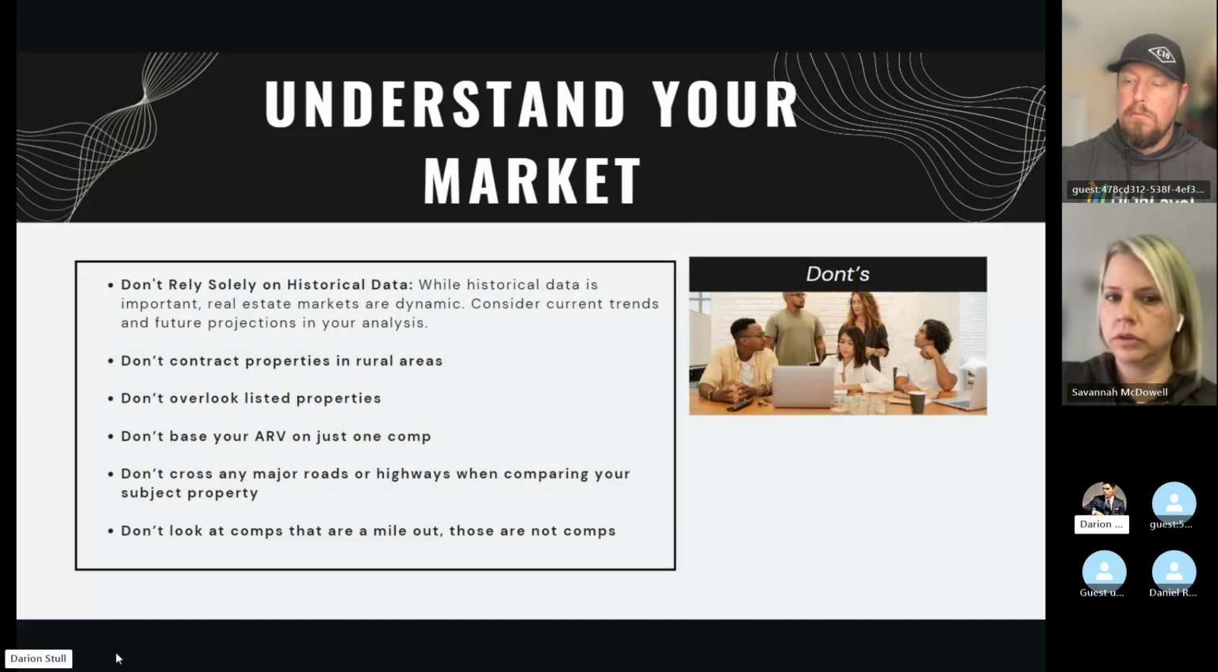Now, if I have 4 or 5 properties that sold within the last 90 days that are between 270 and 280, then I have a solid ARV between 270 and 280. So I'll probably put it at 275.